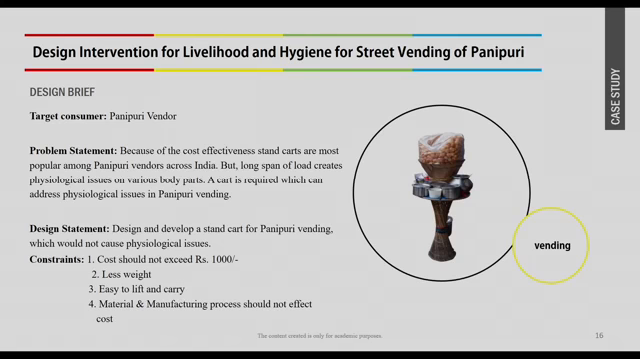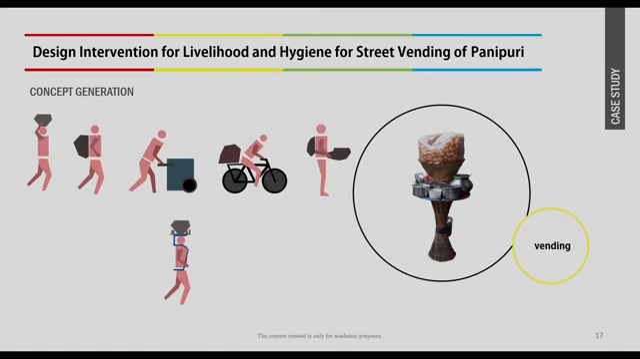We also figured out some constraints. The cost should not exceed ₹1000. It should be light weight, easy to lift and carry. Material and manufacturing process should not affect the cost. With this design brief, we moved ahead for concept generation. We checked different possible positions to carry loads.